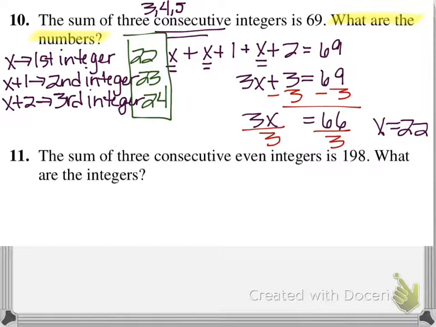Now this next problem, we're not going to go through and solve the entire thing. I just want to show you how you would set it up, because it is slightly different, and the reason why it's different is because of the word even. We're still consecutive, but now we're consecutive even integers. So this would be an example of this would be like 4, 6, 8.